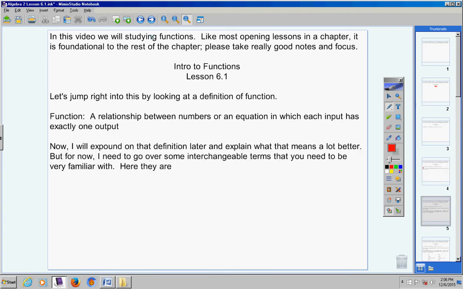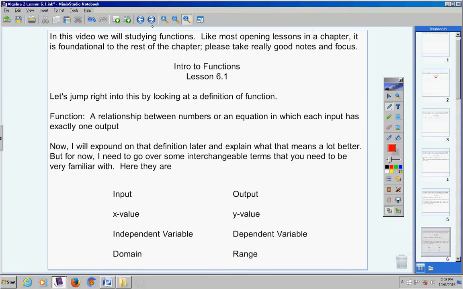Now, I will expound on that definition later during this lesson, and I will explain what this definition means a lot better. But for now, I need to go over some interchangeable terms that you need to be very familiar with. Here they are. You need to know these. I'm going to use these terms interchangeably all the time, not only for chapter 6, but for the rest of the school year.